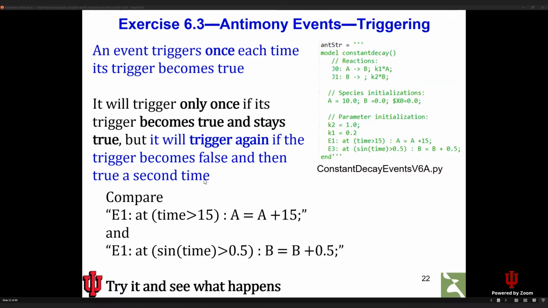So you could try at time equals 15 and see what happens. It's also true that if the argument goes false and then true again, it will happen again. And so try now adding a line at sine of time greater than 0.5, b equals b plus 0.05. What happens when you do that?